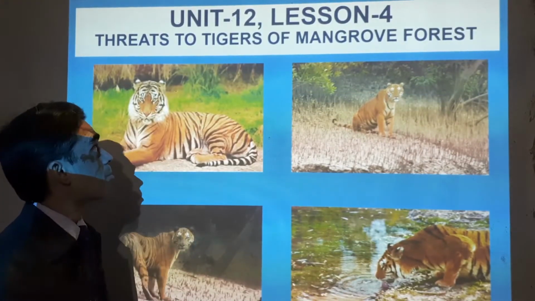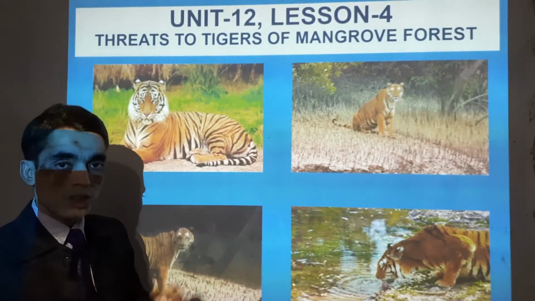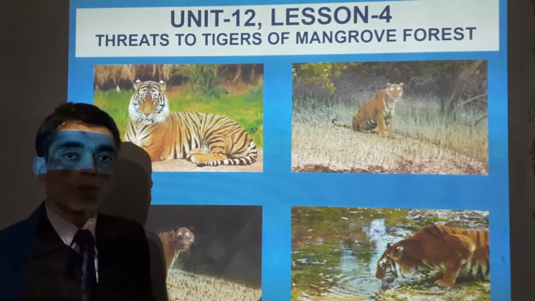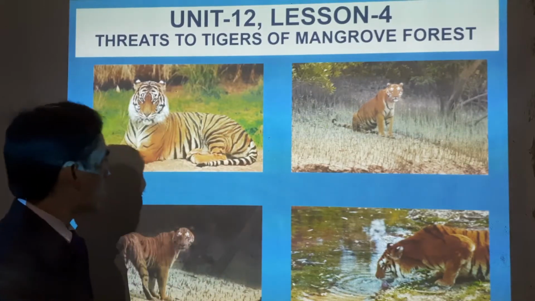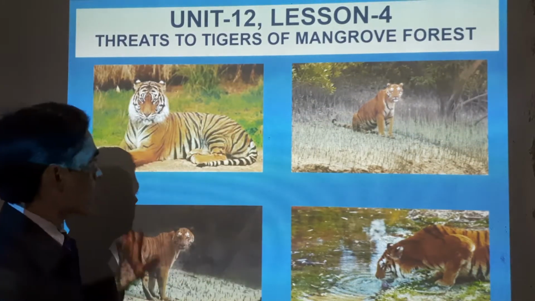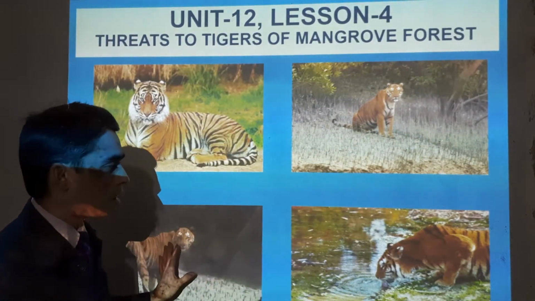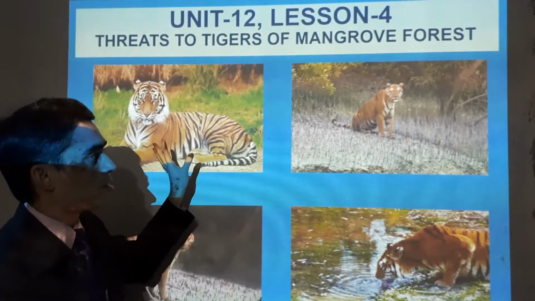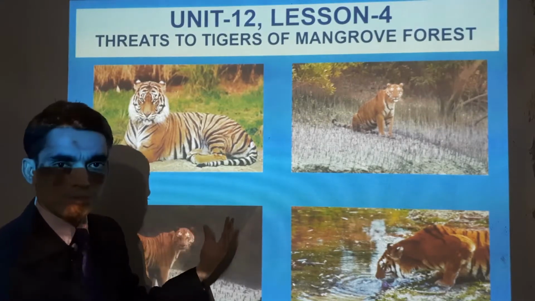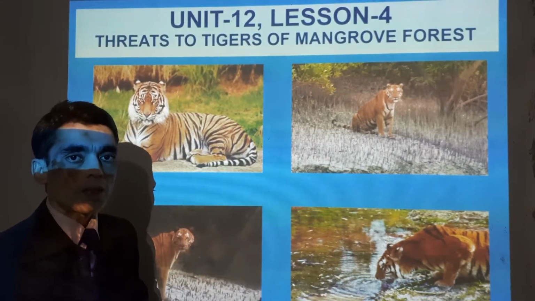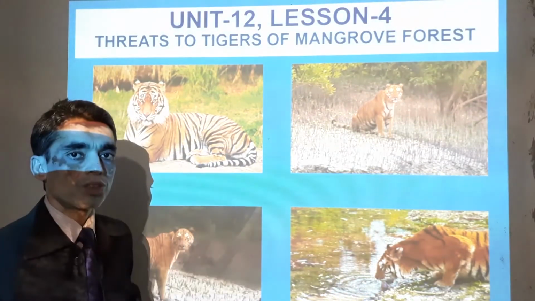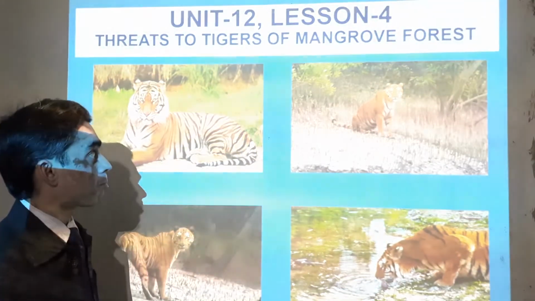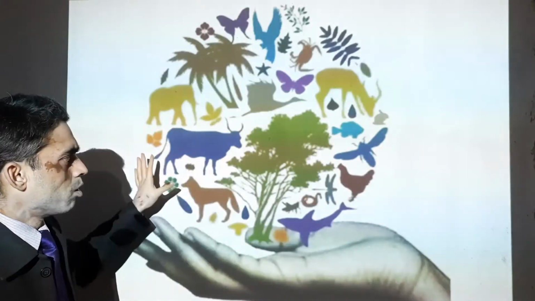Today we are going to talk about Unit 12 and Lesson 4. The topic is threats to tigers of mangrove forest. You see here different types of Royal Bengal tigers in different situations, and we can see the different activities of Royal Bengal tigers. It definitely indicates that we are going to talk about the condition of Royal Bengal tigers in the mangrove forest.